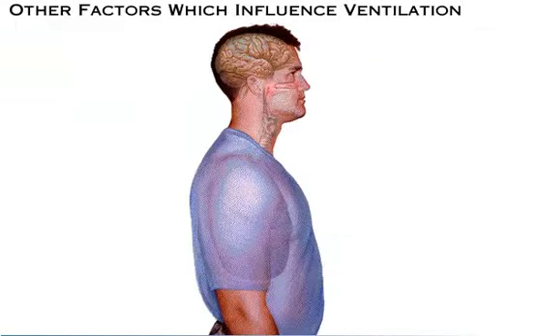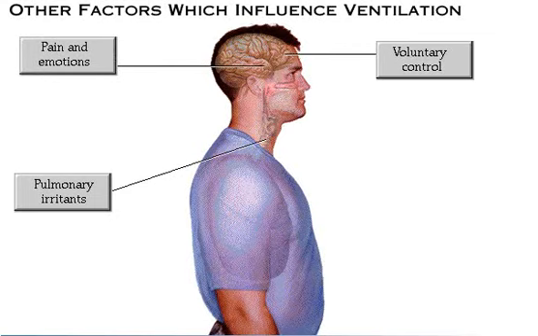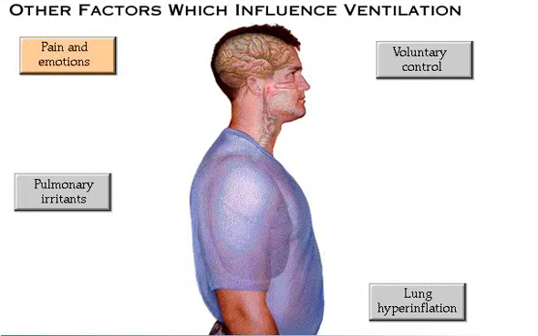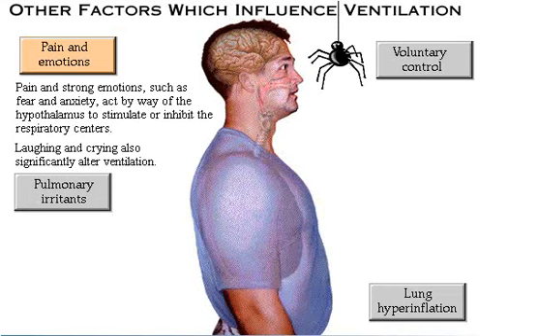In addition, several other factors influence ventilation. These factors include voluntary control, pain and emotions, pulmonary irritants, and lung hyperinflation. Click the buttons to learn more about each factor. Pain and strong emotions, such as fear and anxiety, act by way of the hypothalamus to stimulate or inhibit the respiratory centers.